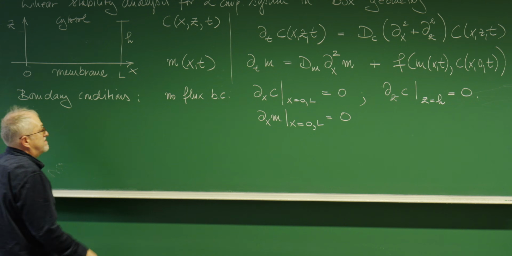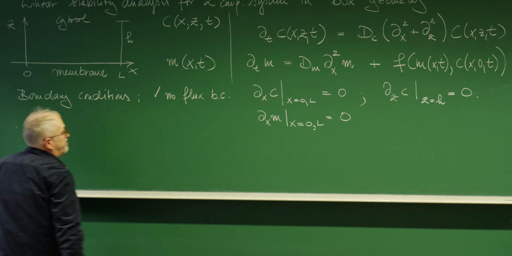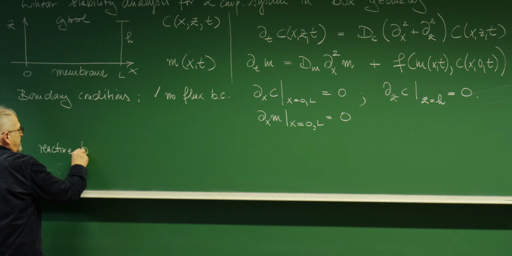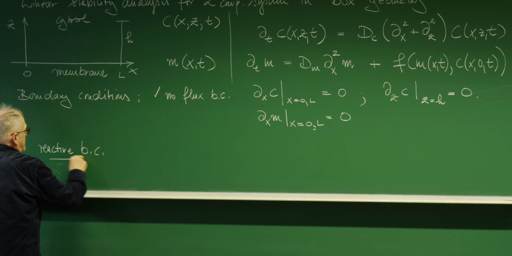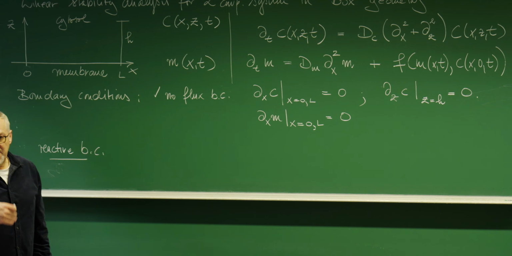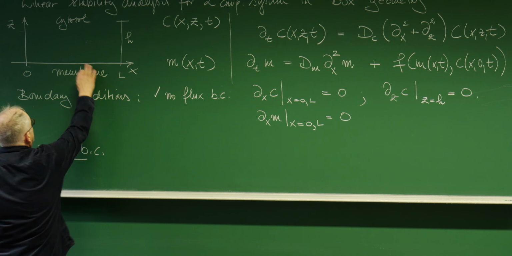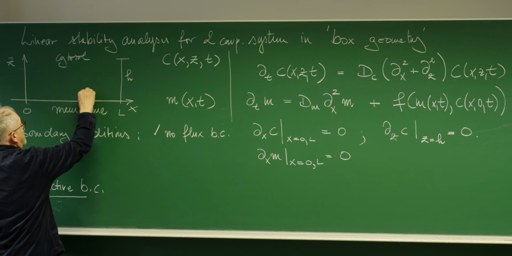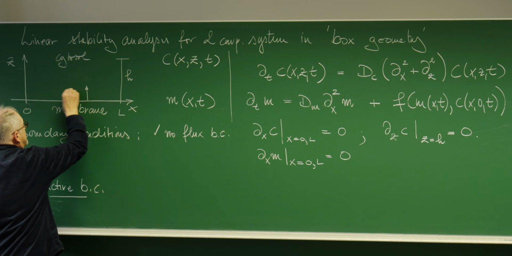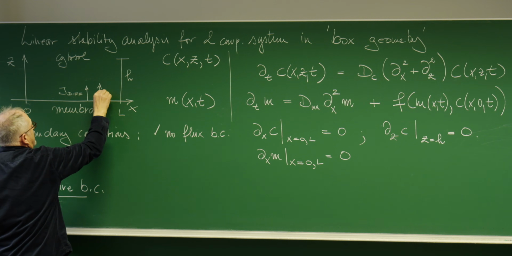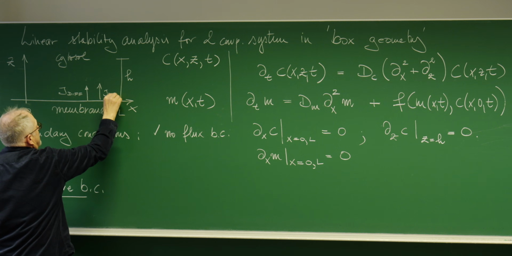Okay, this is, so to say, the trivial type of boundary condition. The more important ones are the Robin or reactive boundary conditions. These reactive boundary conditions give us a balance of diffusive and reactive currents right at the membrane. And as we discussed before, there is a diffusive flux and there is a reactive flux right here.